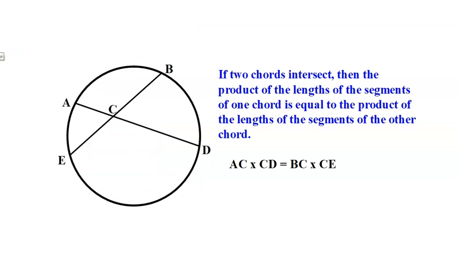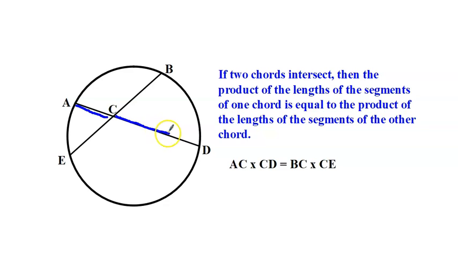All right, next one, a little bit more complicated. If two chords intersect, then the product of the lengths of the segments of one chord is equal to the product of the lengths of the segments of the other chord. So what that says, let's do it like this. AC times the length of CD is equal to the length of BC times the length of CE.